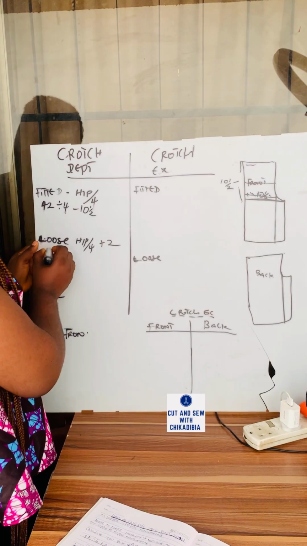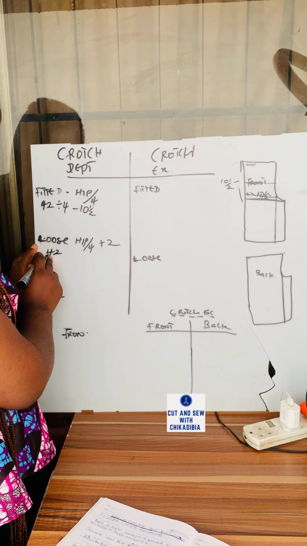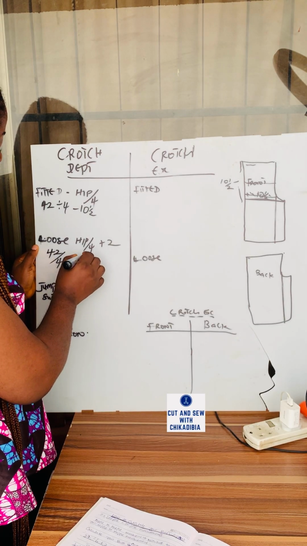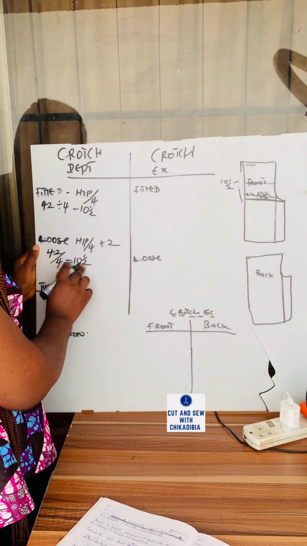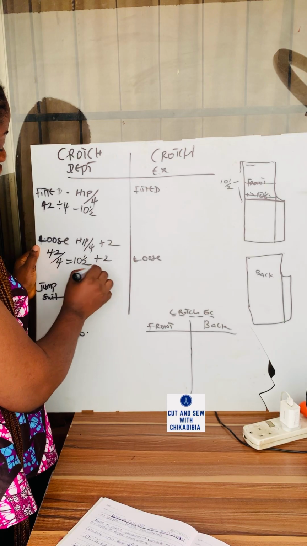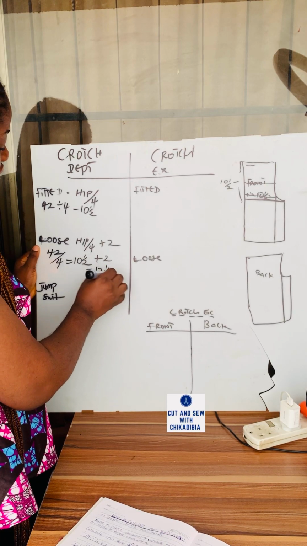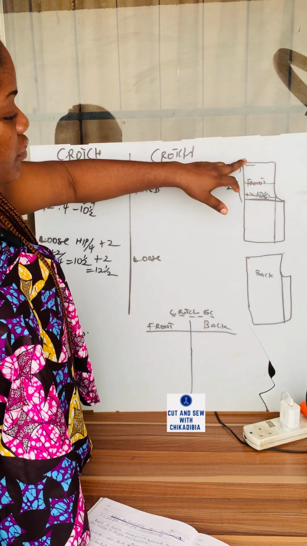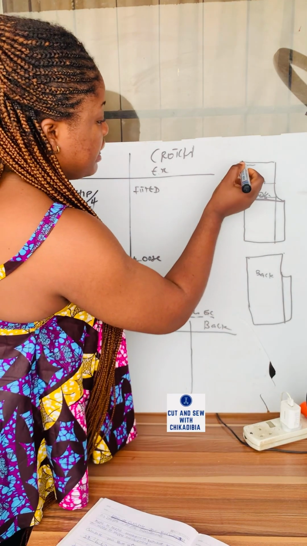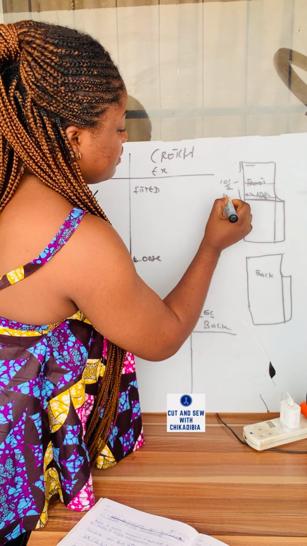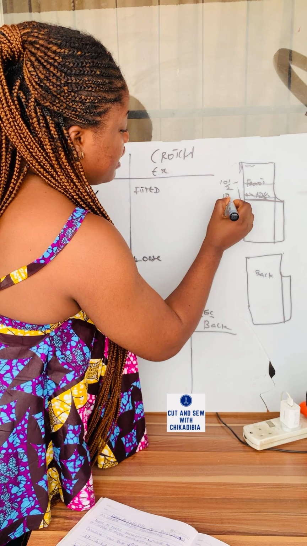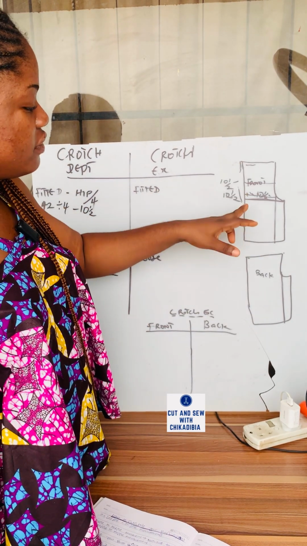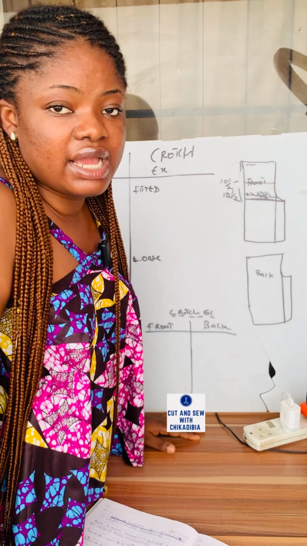Okay, so let's use it with my measurement. My hip circumference is 42. Divided by 4 is going to give me 10 and a half. Then I'm going to add 2 inches allowance to it, making it 12 and a half. So for a loose pant, I'm going to just place my tape on a straight line and mark 12 and a half, because I am making a loose pant. The distance from here to here will now be 12 and a half.